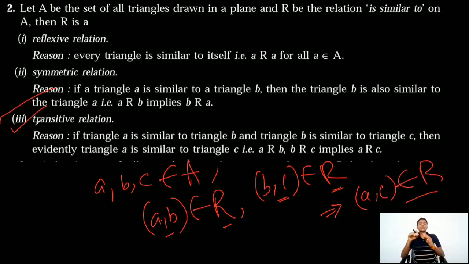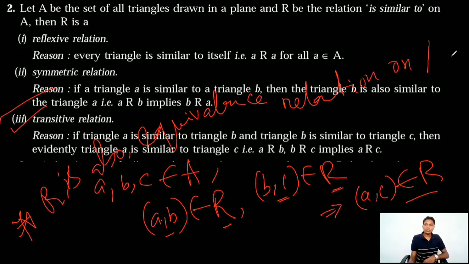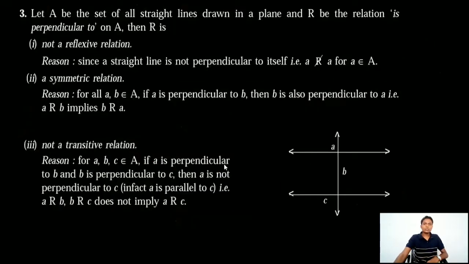Now, if this relation is reflexive, symmetric, and transitive, we can easily conclude that R is an equivalence relation on A. Now coming to another example. This is also an interesting example.